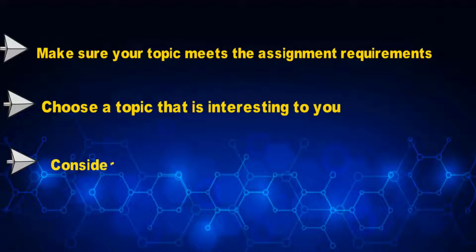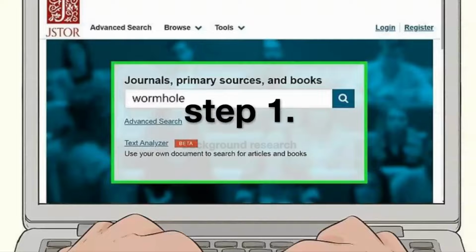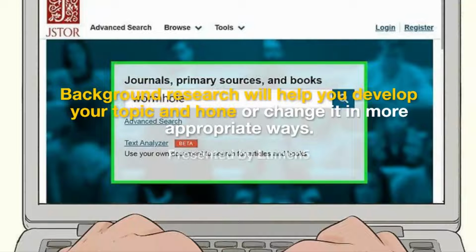Consider the scope of your topic. If your topic is too broad, it may be hard to find information that is focused and relevant. If your topic is too narrow, it may be hard to find any information at all. Here's one strategy for developing a research topic once you have a broad topic in mind.